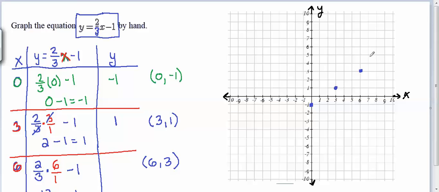Once I have those 3 points, I want to connect them with a straight edge. So let's get our straight edge. We connect them with our straight edge. Remember to put arrows on both ends of the line, and then write in the name of the line next to it. This line is depicting all solutions to the equation y equals 2/3 x minus 1. So we write that near the line where possible, y equals 2/3 x minus 1. So this is a method that will always work for graphing an equation that has a fraction in it.